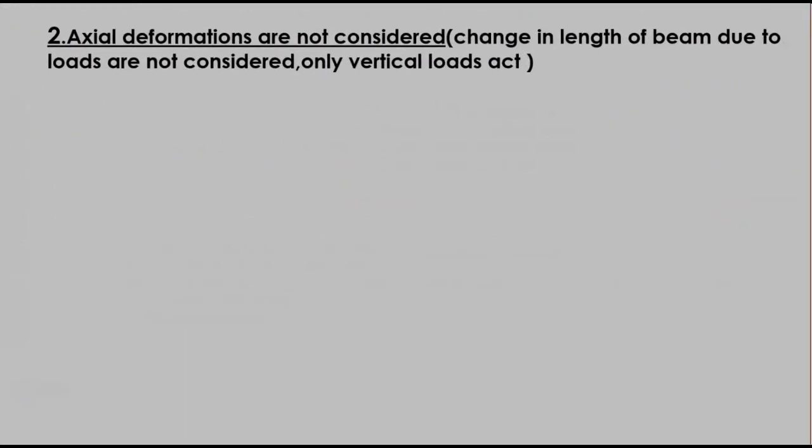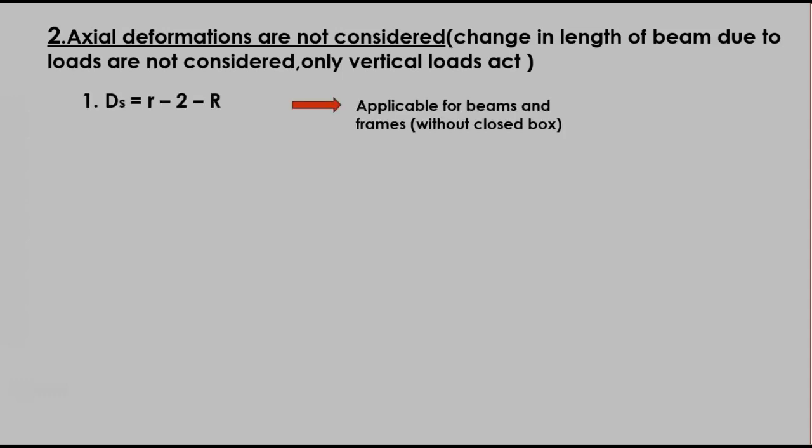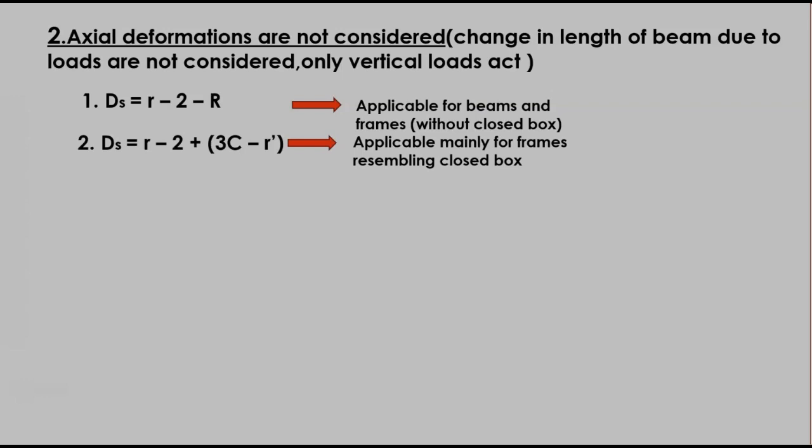Now considering the second case, when axial deformations are not considered, change in length of beam due to loads are not considered, only vertical loads act. There are only two formulas. The first formula is ds equals r minus 2 minus capital R, applicable for beams and frames without closed box. The second case, ds equals r minus 2 plus 3c minus r dash.